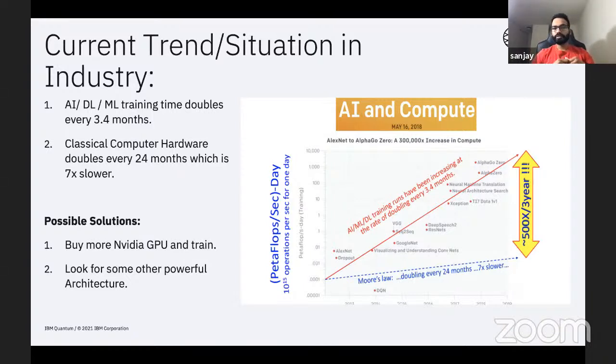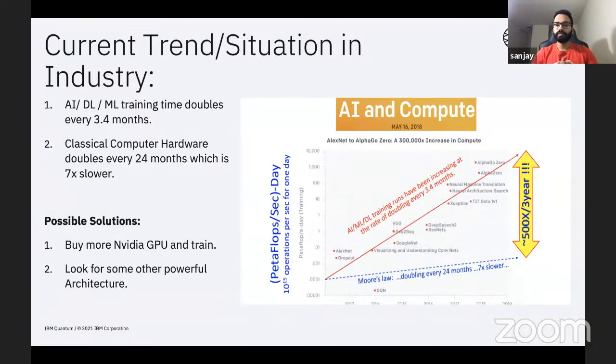So what is the current trend and situation in industry? We know that machine learning and deep learning training times double every 3.4 months, whereas classical computer hardware doubles after 24 months, which is 7x slower. Every 24 months is also called Moore's law. And in industry, it's a debatable topic that Moore's law is dead, that we are not able to double the transistors every 24 months. We have reached the limit of smaller transistors that we can fit into a chip. So this is 7x slower.